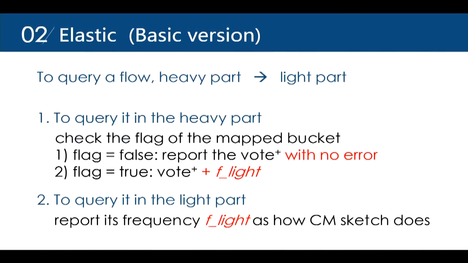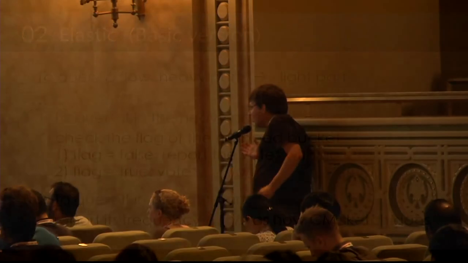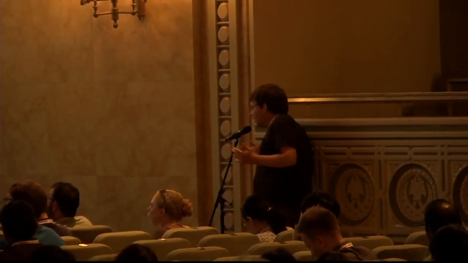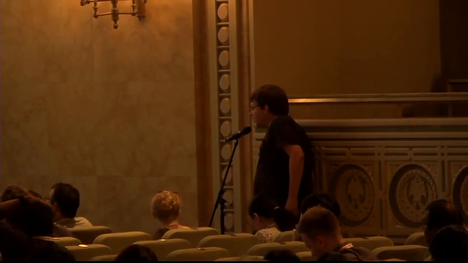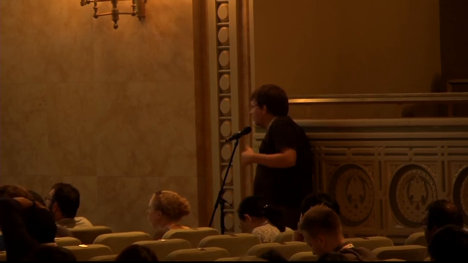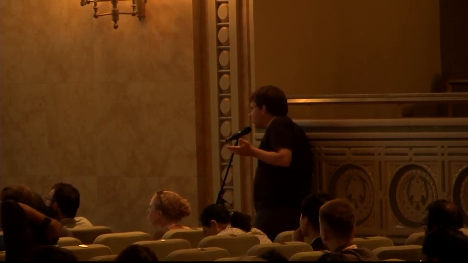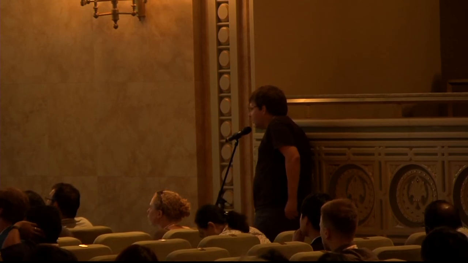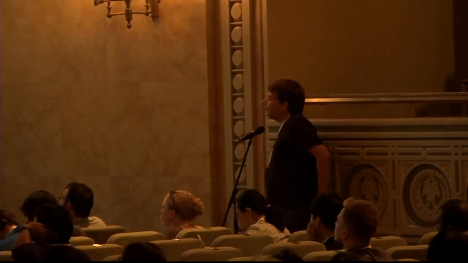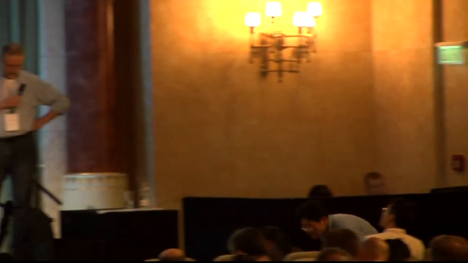Hi. I want to ask about the light part. Probably we can use any sketch for the light part, not necessarily the CM sketch. How does it affect the accuracy results? For example, if we use a CU sketch for the light part instead of the CM sketch. Yes, very good question. Actually, when we use a CU sketch, the accuracy will be higher.